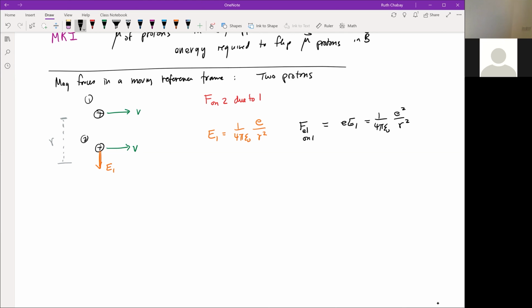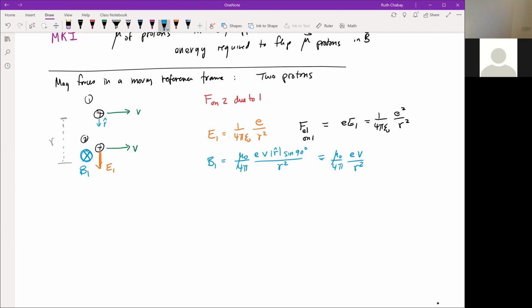However, particle 1, since it's moving, also makes a magnetic field at the location of proton 2. So here's our r hat. V cross r hat is into the page. It's a positive charge, so qV cross r hat is also into the page. So we have a magnetic field due to particle 1. And the magnitude of that magnetic field is mu 0 over 4 pi qV times the magnitude of r hat, which is 1, times the sine of 90 degrees, divided by r squared. So we get mu 0 over 4 pi, let's make this an e, because we know it's a proton, eV over r squared.